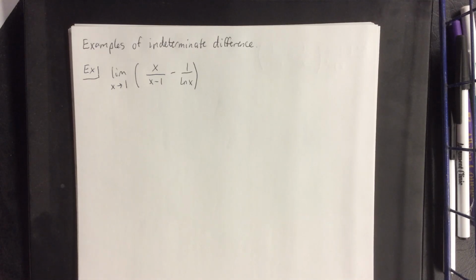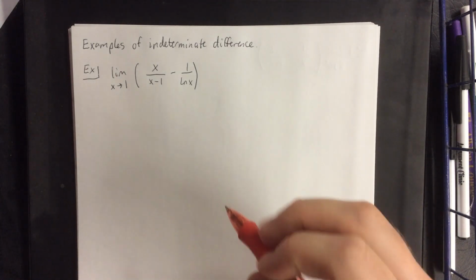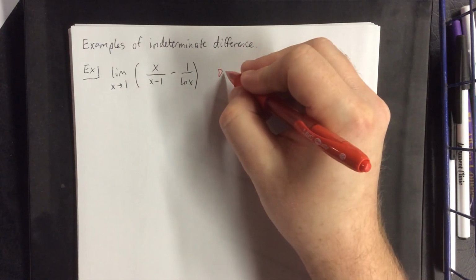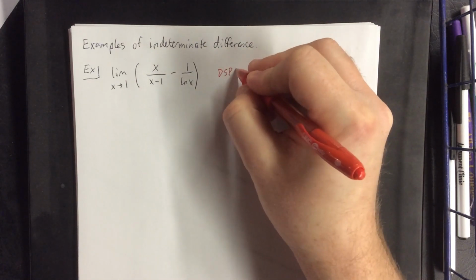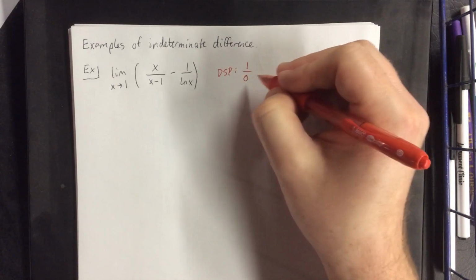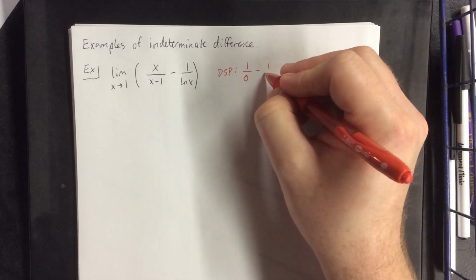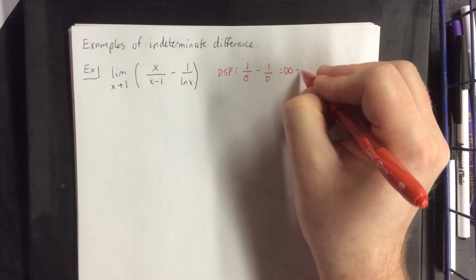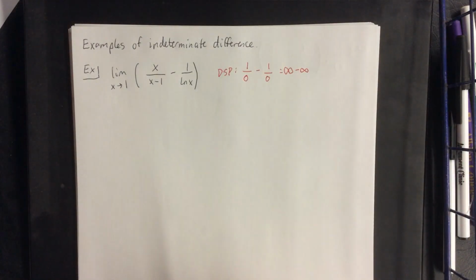So now let's take a look at a couple examples of evaluating the indeterminate difference. First up, we have the limit as x approaches 1 of x over x minus 1 minus 1 over the natural log of x. If we attempt to use the direct substitution property, the first fraction will be 1 over 1 minus 1, and the second fraction will be 1 over natural log of 1. This, of course, would be the form infinity minus infinity.